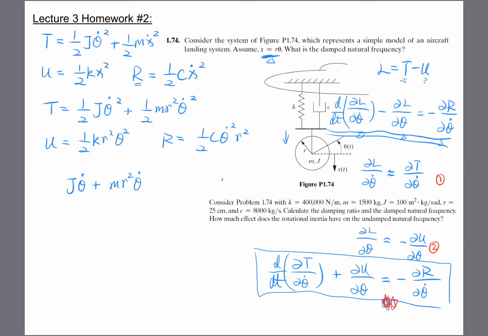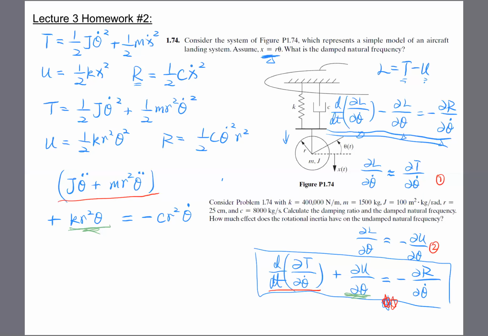And then we calculate the time derivative. It becomes double dot. So that's your first term here. And then the second term is for the potential energy. We have k r squared theta. That's the second term here. And then we know that it equals minus partial R, partial theta dot, which is minus c r squared theta dot.